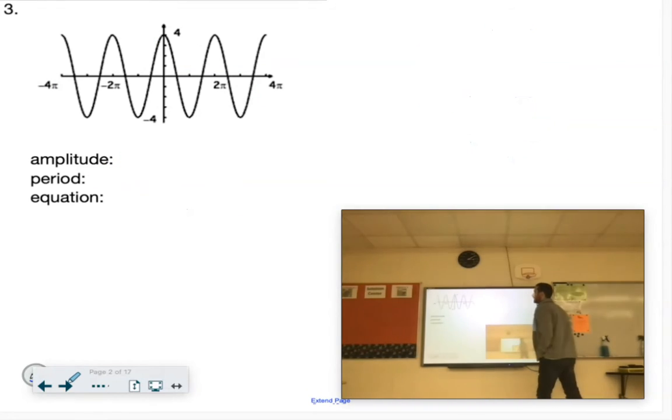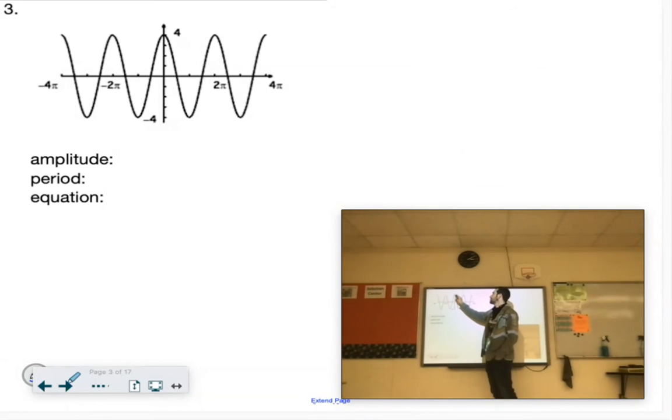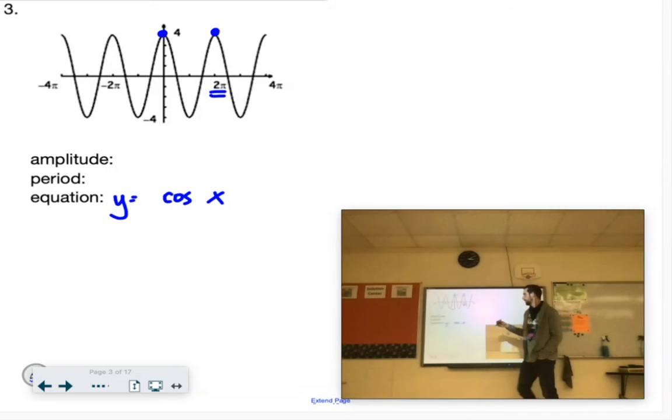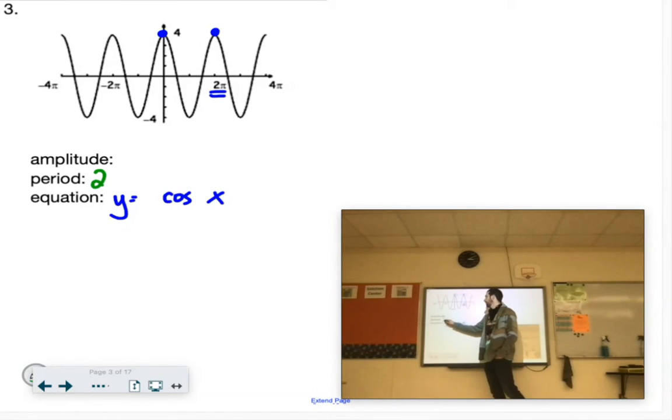So number 3. Now if you look at number 3, at 0, it's starting at the absolute top. That is when we're doing cosine. So we're going to say y equals something cosine something x. All right, so it dips down and then it comes back to starting position at 2 pi. So our period is going to be 2 pi. Let me write that in a different color here.